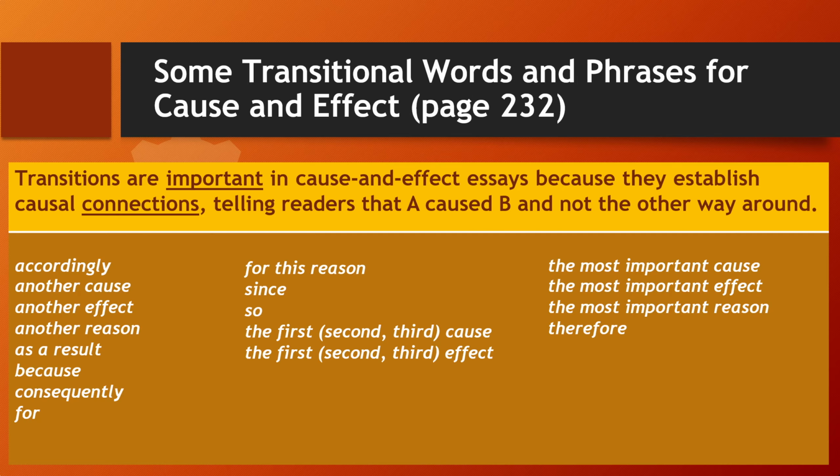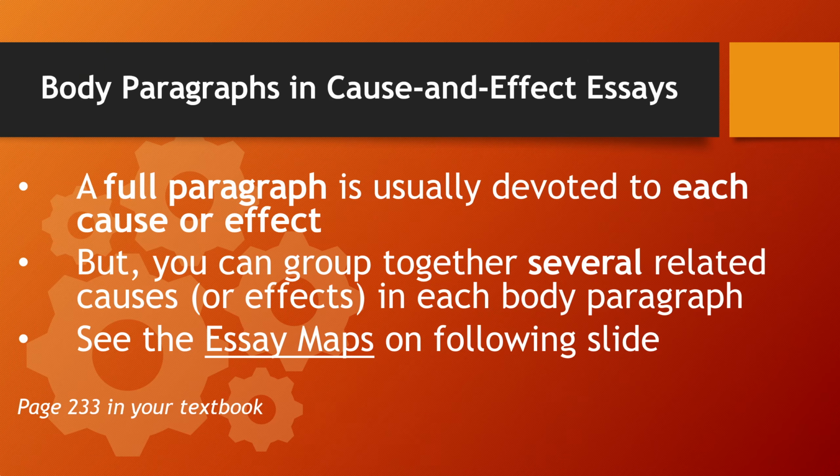Transitions are very important, and you'll see that unlike the first two, these have a lot of specific vocabulary which really tips us off, like cause and effect. But consequently or because, those are very important ones for cause and effect. Because is a great one, because it shows cause and effect straight up.